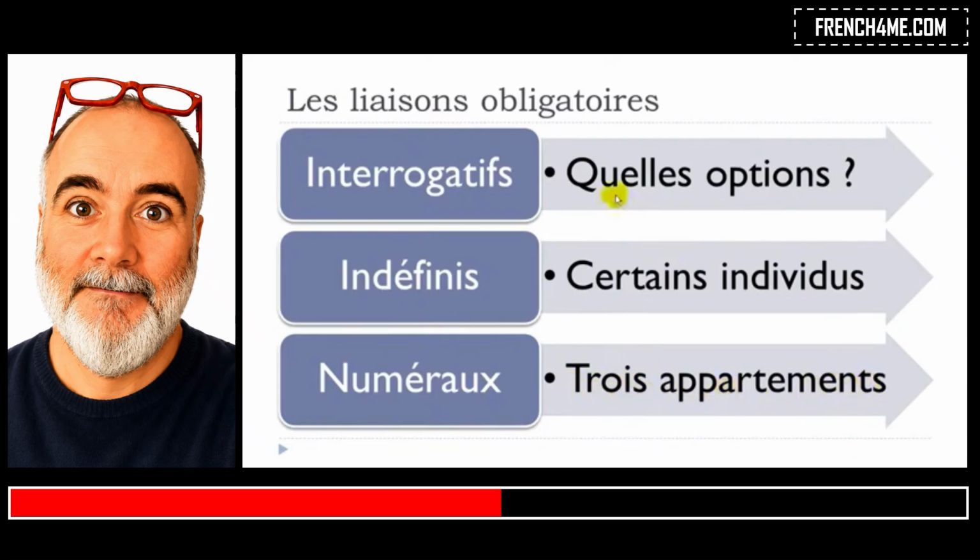Okay, so quelles options? Certains individus, trois appartements. So in all these cases you should make the liaison. All right, but then it continues.